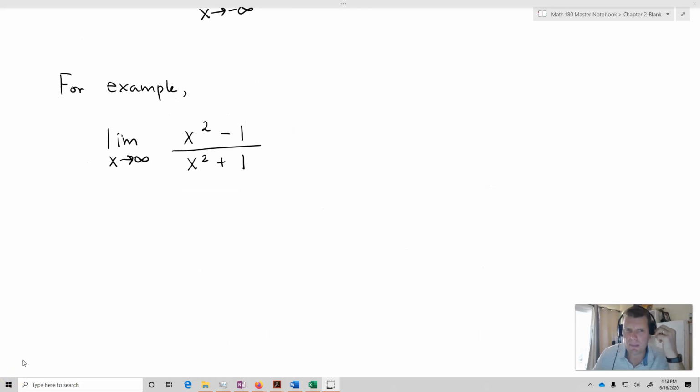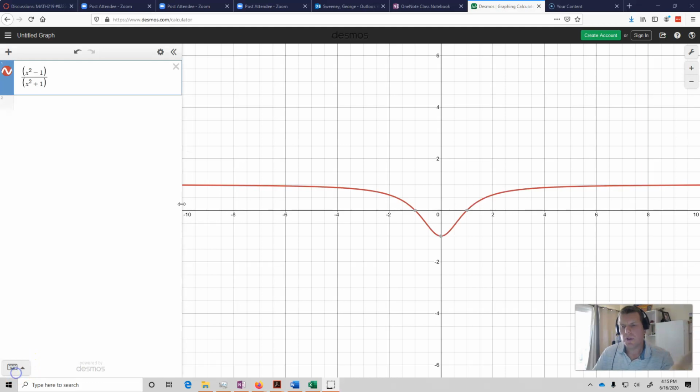Let's take, for example, the limit as x approaches infinity of x squared minus 1 over x squared plus 1. And what we want to do is ask ourselves, what happens as x gets really big? So let's take a look at Desmos and see a graph of this. So here's a graph of our function.